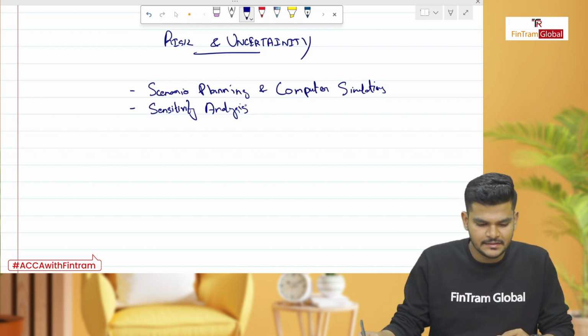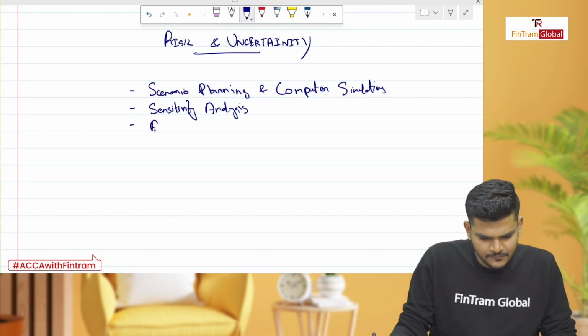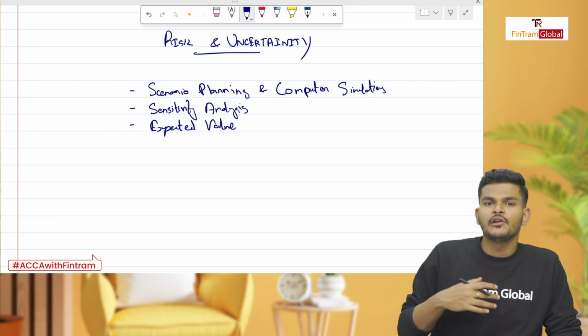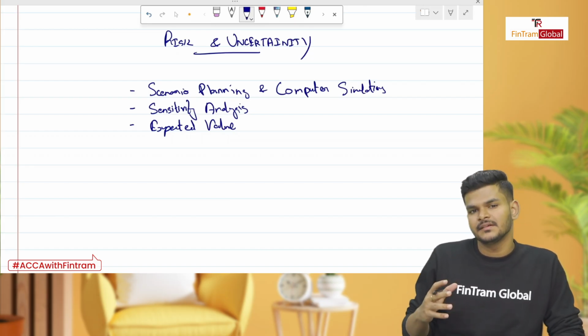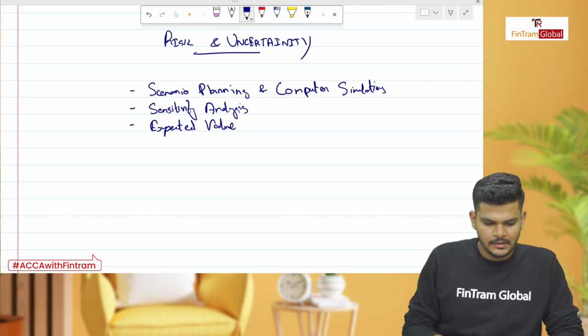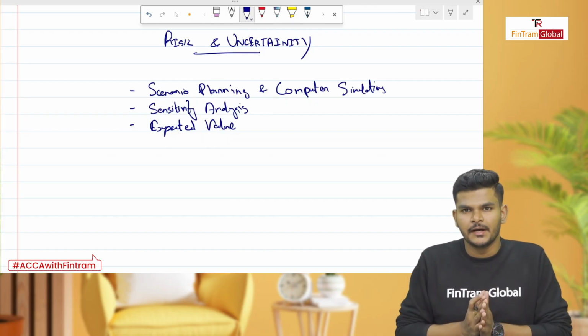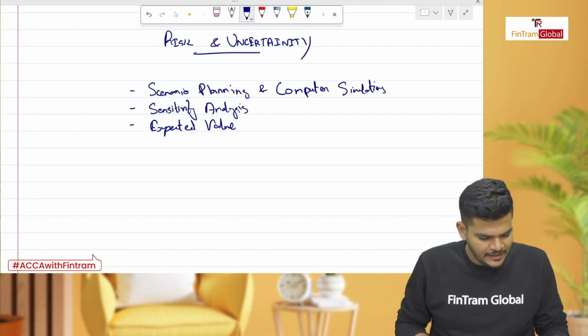So I would highly suggest that you go ahead and do that as well. And what else? Expected value, right? We can calculate the expected value, which is basically a long-term average, which we use in order to make certain decisions, to assess the overall best decision in a particular scenario, right? That's basically what expected value is all about.